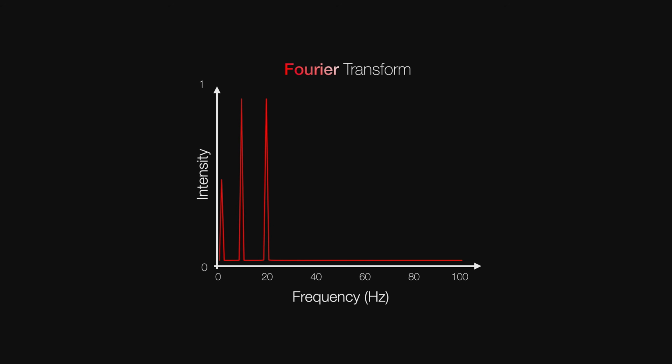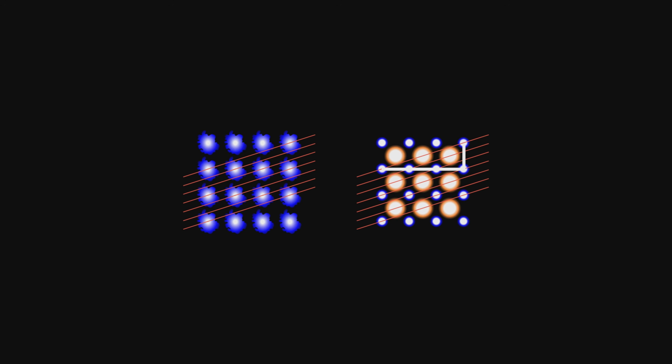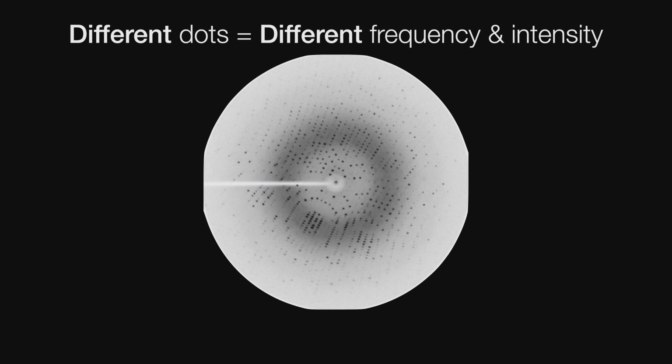But what about frequency? It's been staring at us the whole time. Imagine slicing the crystal at different angles. Some cuts hit a lot of atoms, frequently, others not so much. Well, that's your frequency. Each angle of the slicing maps to a different spot on the detector.